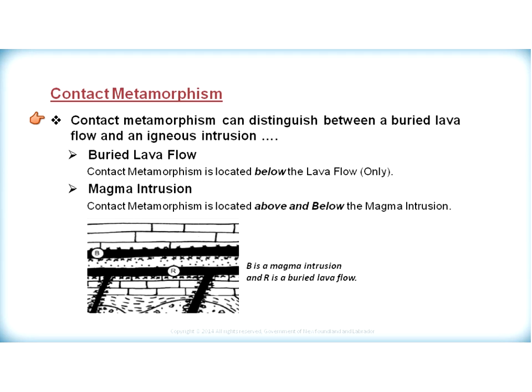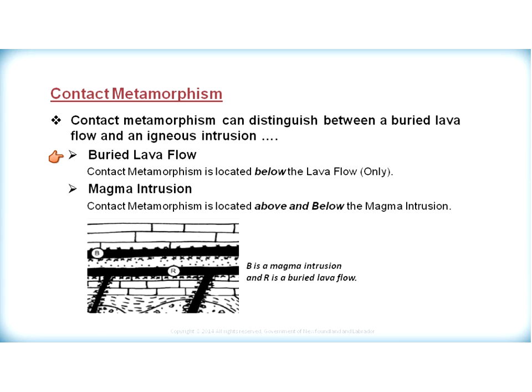When we look at contact metamorphism, we can distinguish between a buried lava flow and an igneous intrusion. When we look at a buried lava flow, the lava itself makes its way to the surface, where it flows onto the surface. The lava then solidifies, forming a solid layer. At a later time, the lava will be buried by other rock layers, other sediment layers. Therefore, there is no contact metamorphism located above a lava flow.